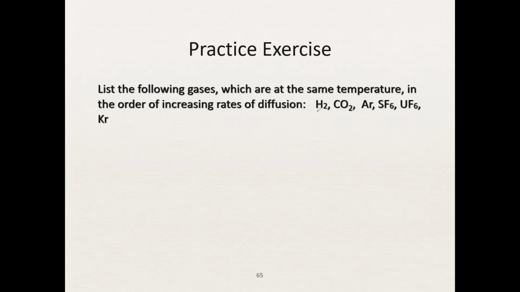So if we have one being the fastest, we'll have hydrogen, then we'll have argon, carbon dioxide, krypton, the sulfur compound, and then the uranium compound. And again, this is just based on the molar mass. The smaller that molar mass, the faster the rate of diffusion. So that's why hydrogen is the fastest. The uranium compound would then be the slowest.